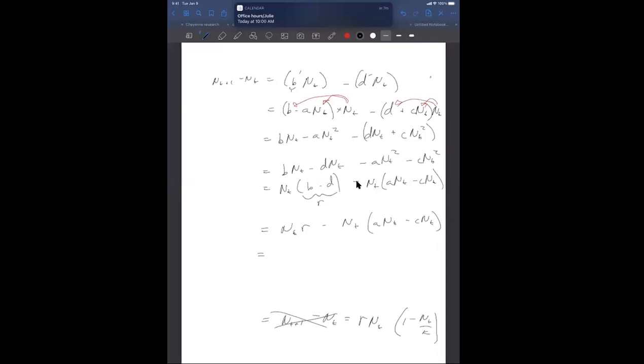Oh, I see. We're going to have to factor out an n of t r. And that's going to give us 1 minus n of t over a n of t minus c n of t, divided by n of t times r. So we're getting close.